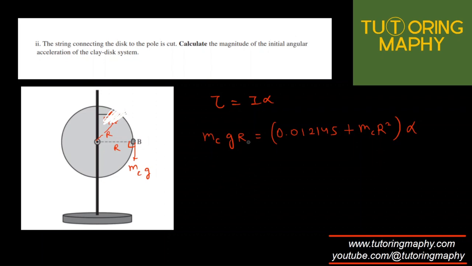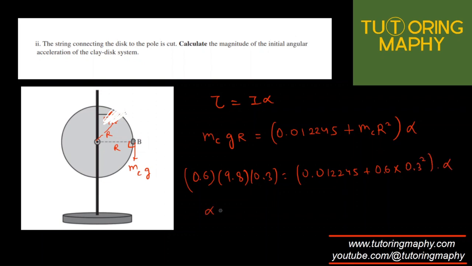So let's plug these numbers in. What is m sub c? Have they given m sub c? 0.6. So 0.6 multiplied with 9.8 multiplied with the radius, which was given as 0.3, is equal to 0.012245 plus mc, which is again 0.6, times r square, r is 0.3, times alpha, which is unknown. Let me take my calculator here. So I'm getting 26.628. Sorry, this is alpha, right? Alpha is radian per second square. So that would be the final answer.